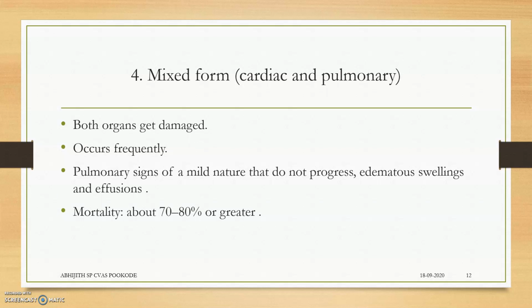The mixed form is the last form. Both organs get damaged. Mortality is about 70 to 80% if not treated, or greater, because when the cardiac and pulmonary forms come together, they have a very great mortality rate. Morbidity rate is less actually.